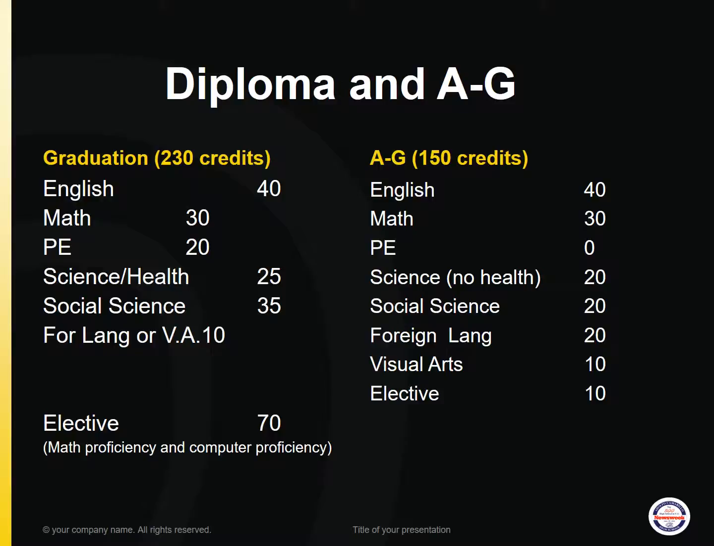You've just heard about the A through G requirements. Now to review the graduation requirements. You will need 230 total credits to graduate. This is done by completing 40 credits of English, 30 credits of math, 20 credits of PE, 25 credits of combined science and health, 35 social science credits, and 10 credits of a foreign language or visual performing art, or a combination of the two. Finally, you will need 70 elective credits.